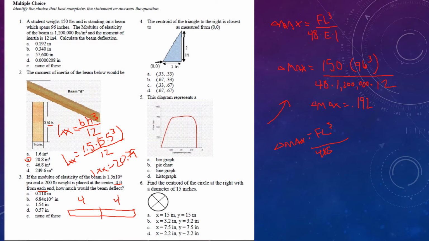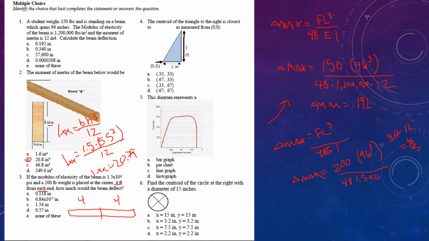Plug in your values. We have a force of 200 pounds, so 200 multiplied by 96 cubed. 96 cubed comes from 8 feet multiplied by 12 inches, which equals 96 inches. So that's why you're using 96 there. And then divide that by 48 EI. 48 again is a given, that's a constant. The E in this case is 1.5 million.